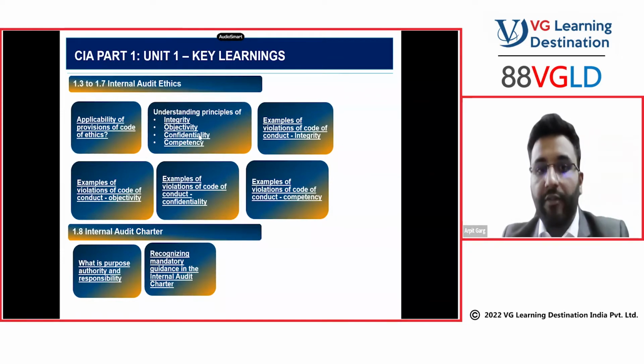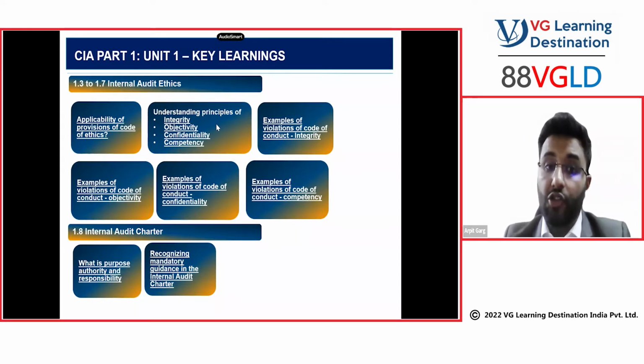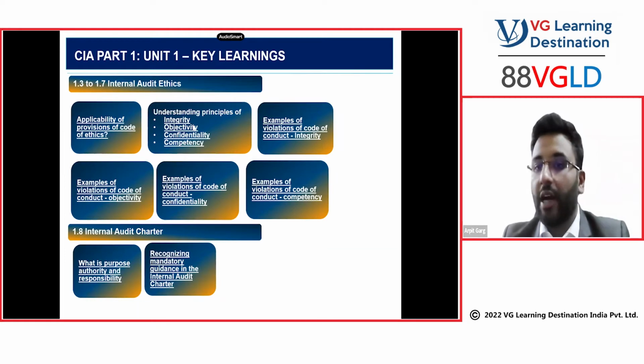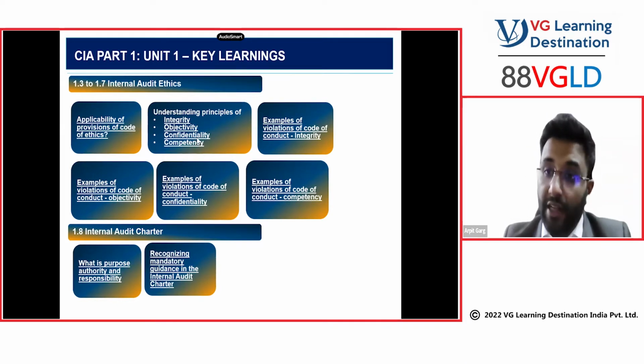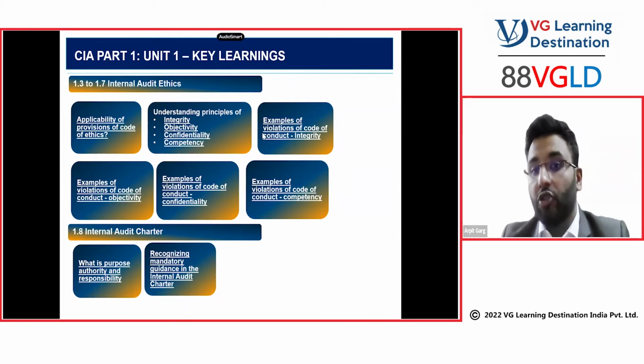After that, we are going to understand the different principles of the code of ethics. Under each of these, how many principles are in integrity, how many in objectivity, how many in confidentiality, how many in competency. We'll learn them, as in we'll understand them, and we'll remember them. That's again very important. After this would be examples of each of these.